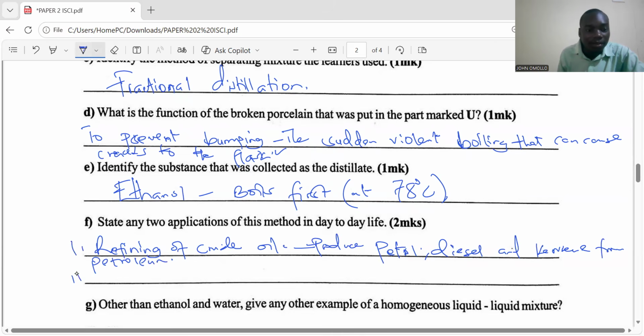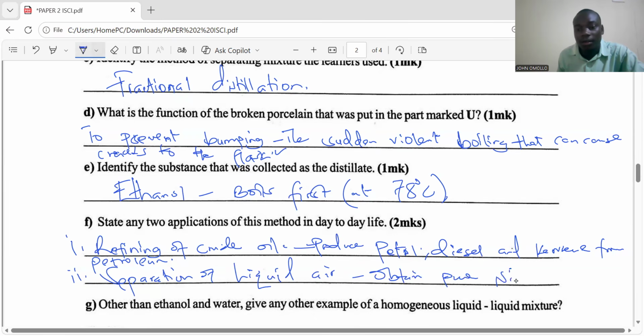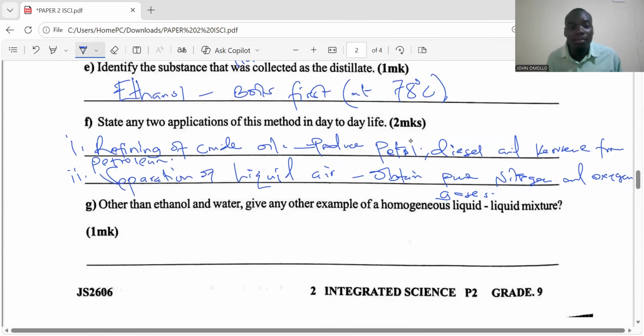That is number one. Number two, separation of liquid air, where we're going to obtain pure nitrogen and oxygen gas. Are you getting that? So number one, refining of crude oil, produce petrol, diesel, and kerosene from petroleum. Number two, separation of liquid air, obtain pure nitrogen and oxygen gases. So there's a way those gases can be obtained from air.